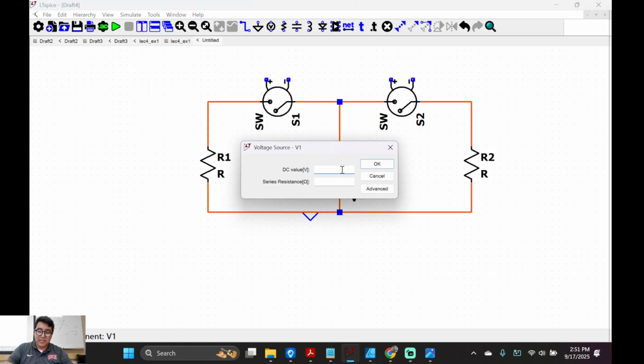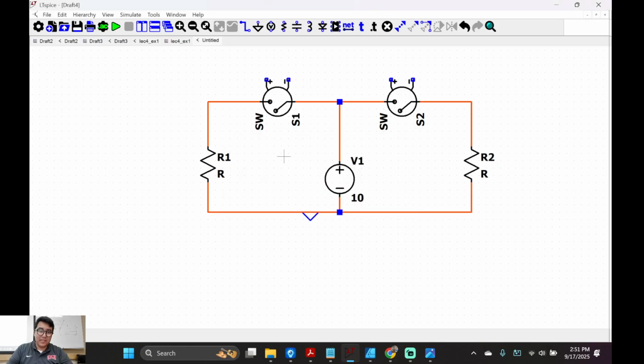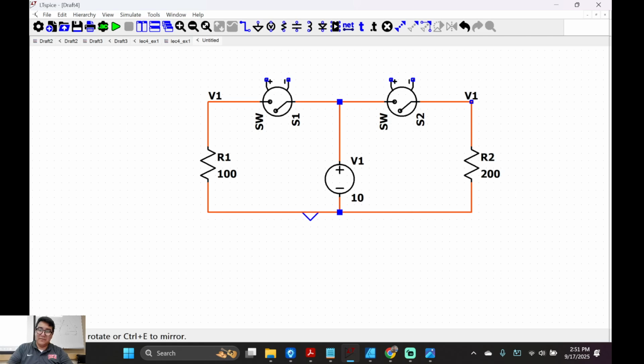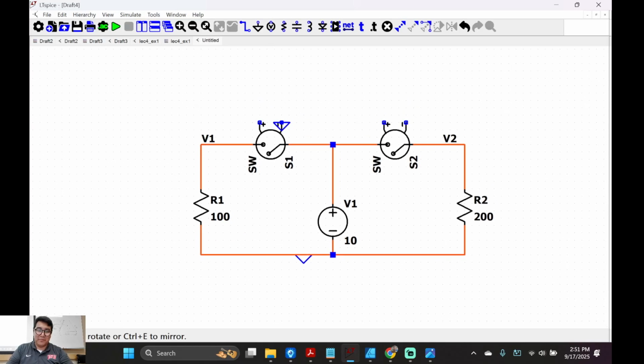Oh, 10 volts. Let's do 100. Let's do 200. V1. Gonna call this one V2. And now I need the same thing over here. I'm gonna ground this. Is that anyone bothered when I do that? No, it's just connected to the port itself.